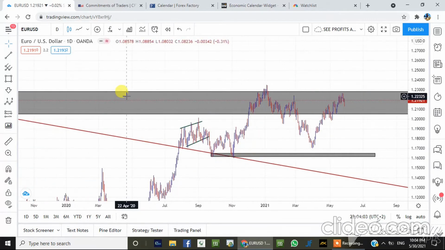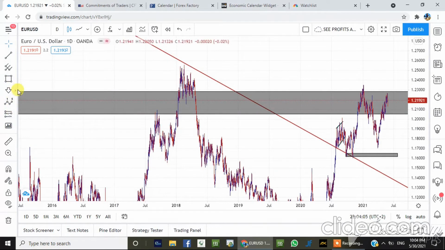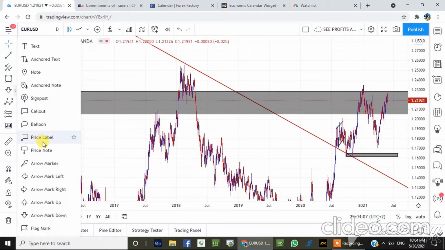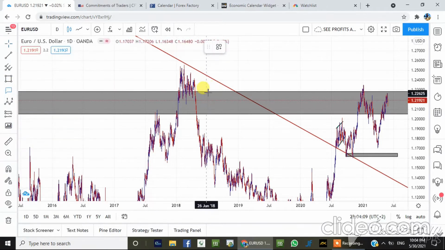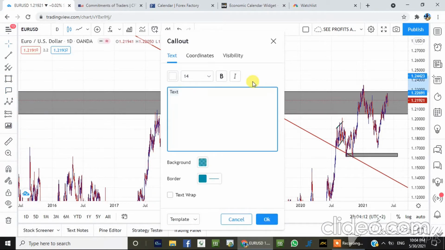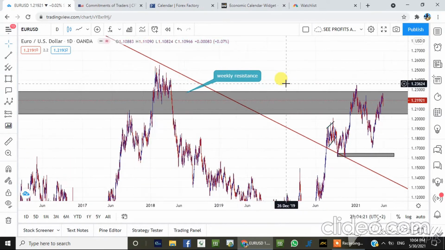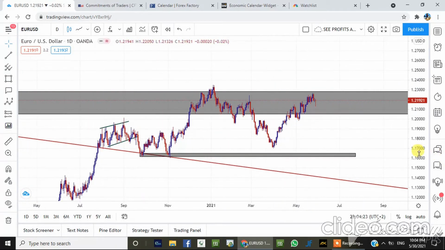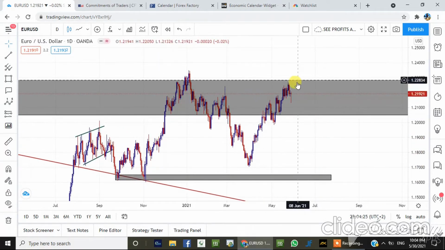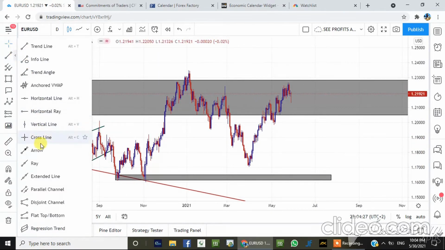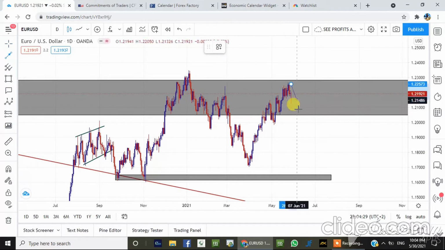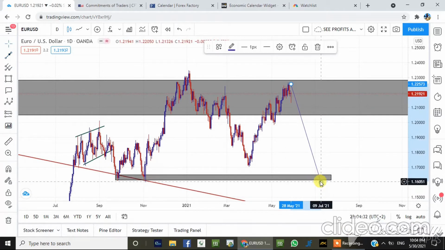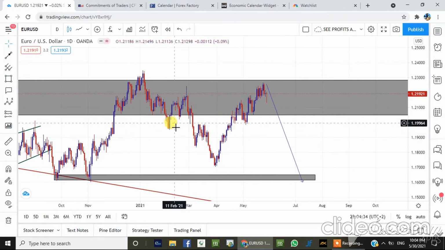Since we are on a weekly resistance, let us label this as weekly resistance. So we're on a weekly resistance. So EURUSD may give us that M pattern and give us this overall drop to retest the trend line if possible on a daily time frame. But right now the price is not clear.